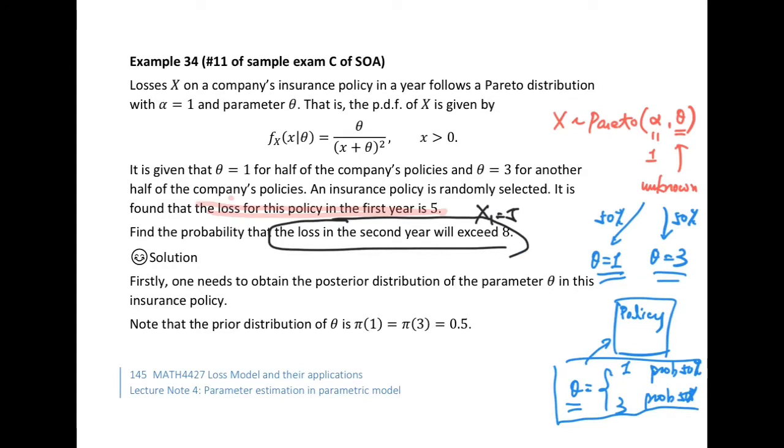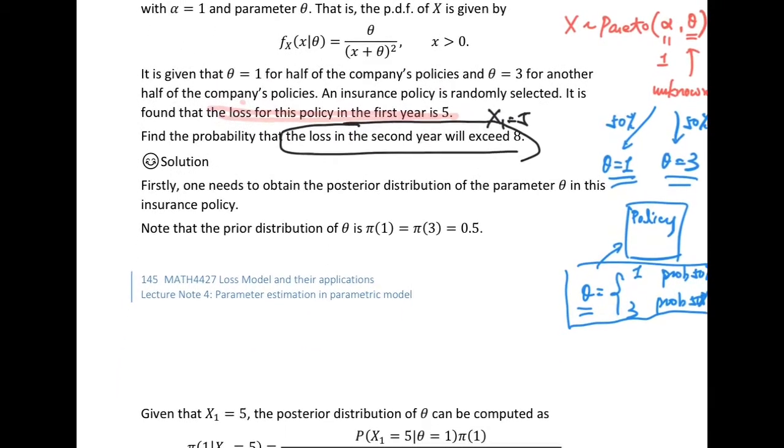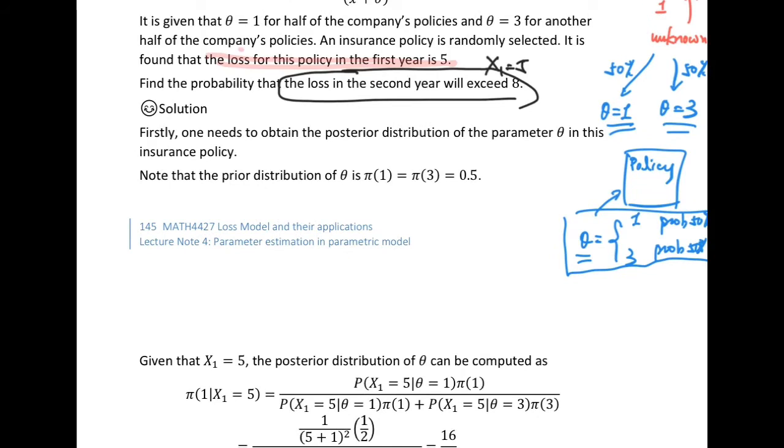Now let us try to do the calculation. Let me first draw the timeline. You are given that the losses in the first year is equal to 5, and I want you to predict, over the second year, the probability that you have losses greater than 8. So this is something that we want to figure out.